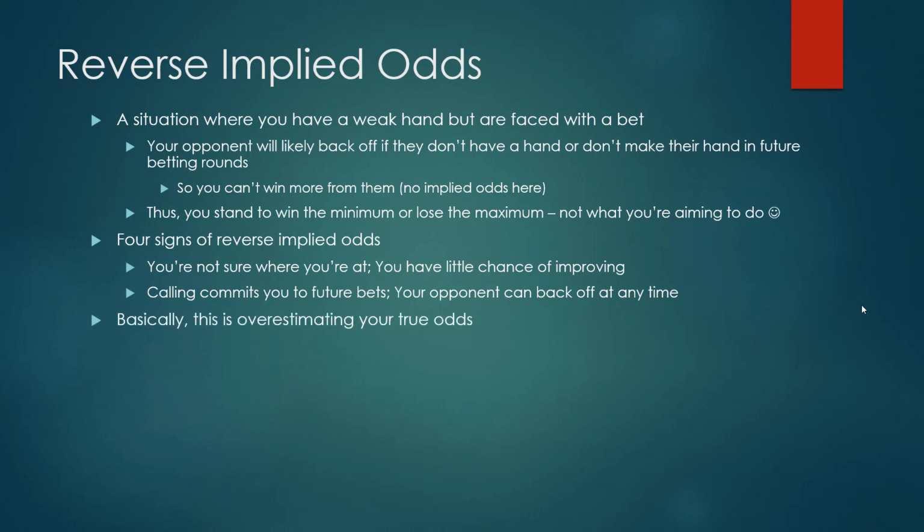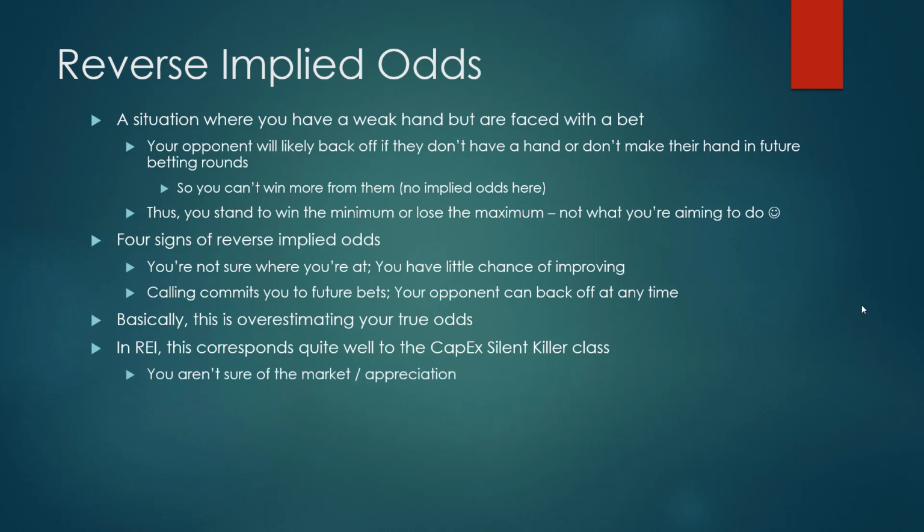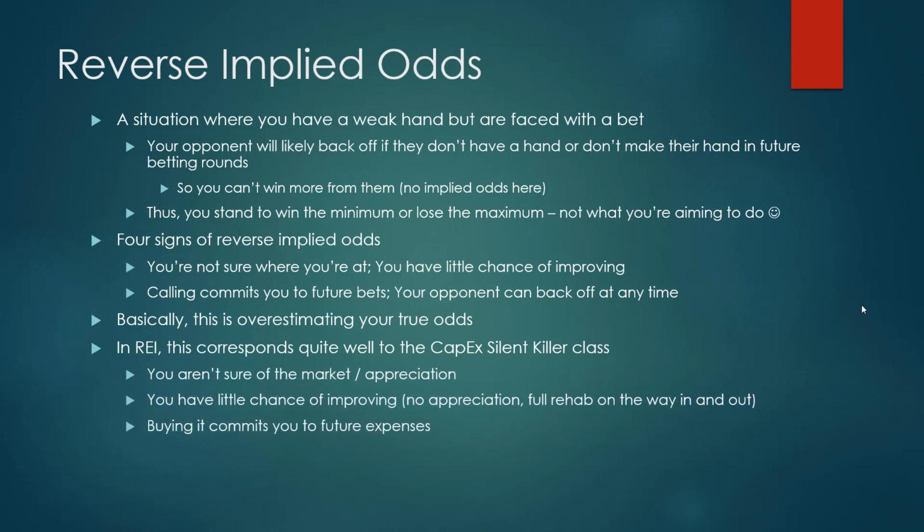So you're essentially overestimating your true odds, and this is basically what I just talked about. In the CapEx Silent Killer class, if you haven't seen it, I talk all about this. This correlates really well in my mind to buying properties that you think look amazing on paper, but they're actually not for many reasons. The number one reason is the CapEx will just kill it. We already talked about those.